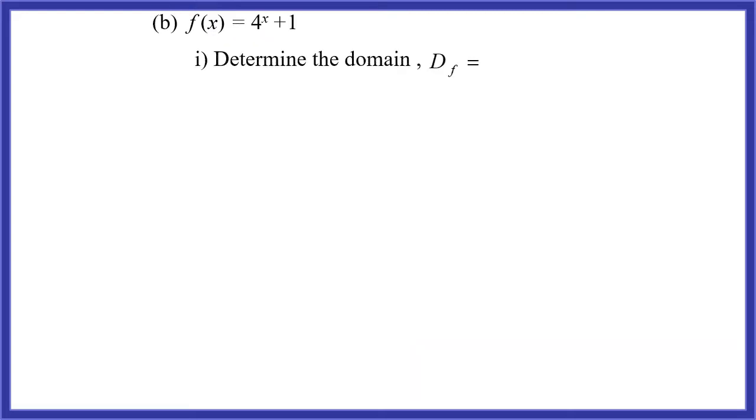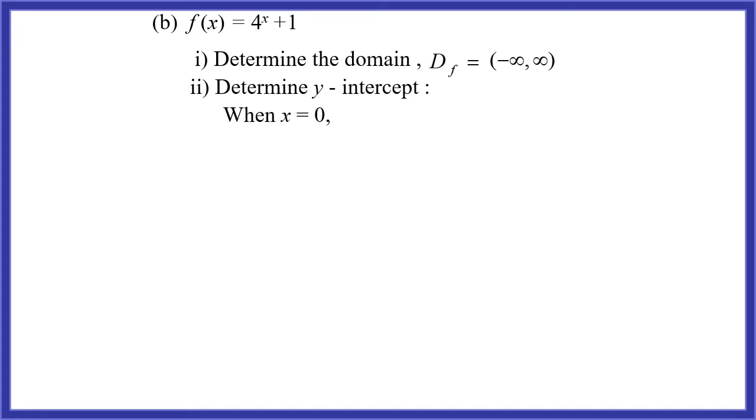So for f(x) = 4^x + 1, always start with the domain, which is always from negative infinity to infinity. Then determine the y-intercept: when x = 0, y = 4^0 + 1. 4^0 is equal to 1, so 1 + 1 is equal to 2. So now the intercept is at y = 2, not 1.